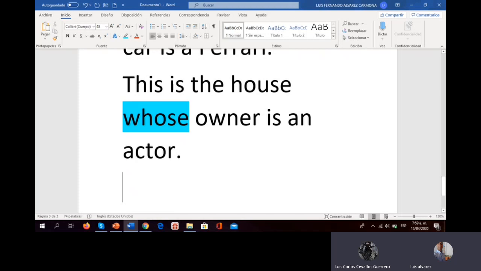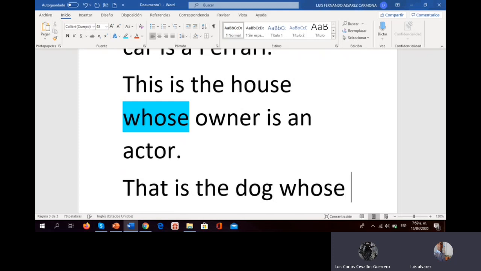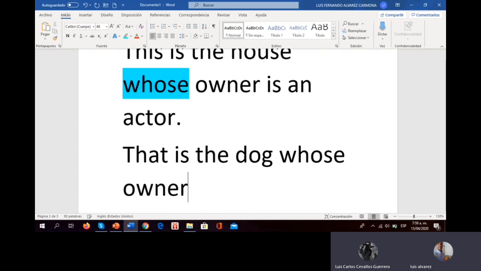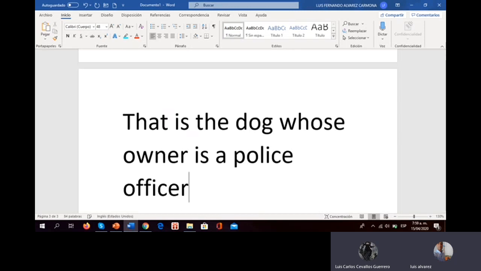Okay, teacher. Another example. That is the dog whose owner is police. Police, for example. They work with dogs to combat the enemy. That's the dog whose owner is a police officer. All right. Whose owner, very good. Whose owner is a police officer, very good.